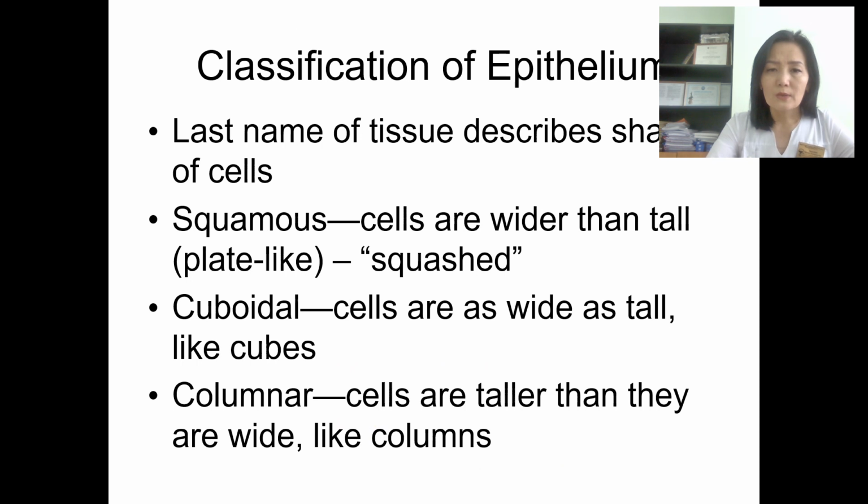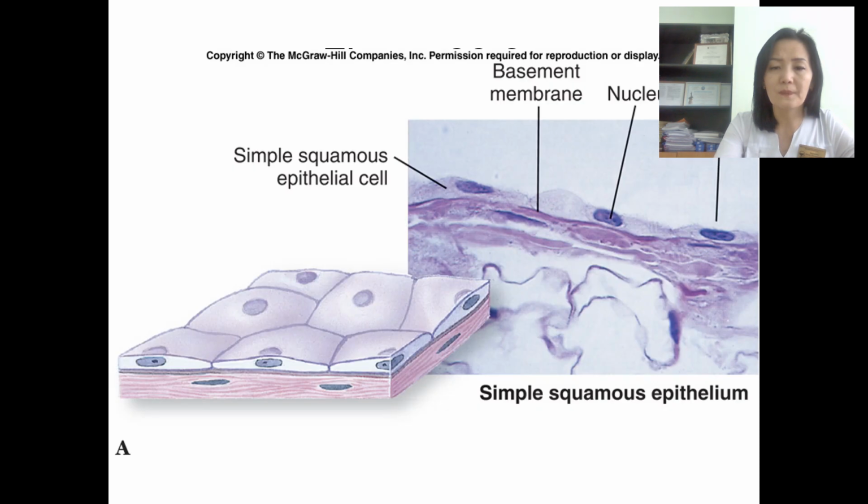According to the shape of cells, simple epithelium can be divided into squamous, cuboidal, and columnar epithelium. What does squamous mean? Squamous cells are wider than tall, so squamous epithelium consists of flattened cells. Cuboidal cells are as wide as tall, like cubes. Columnar epithelium consists of cells which are taller than they are wide, like columns.